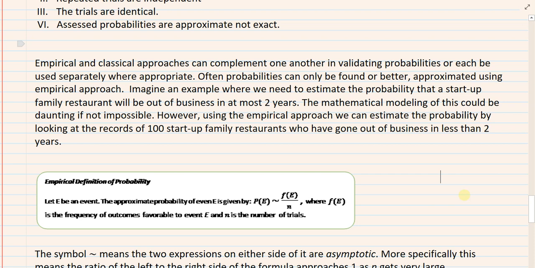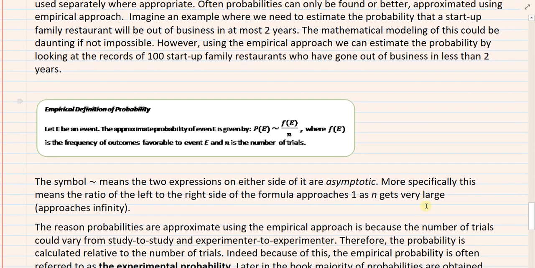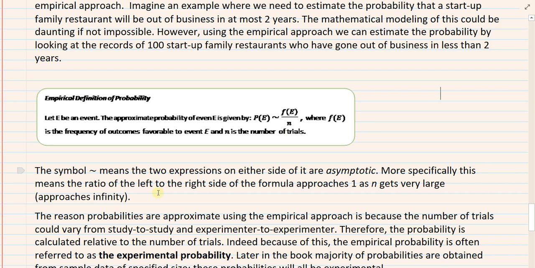And let's see. So the probability is the ratio of the frequency with which event E has occurred over the total number of trials. Now we have the symbol tilde. That means approximately equal to. So the ratio of F to N approaches the true probability. So that's what is going on with this one.